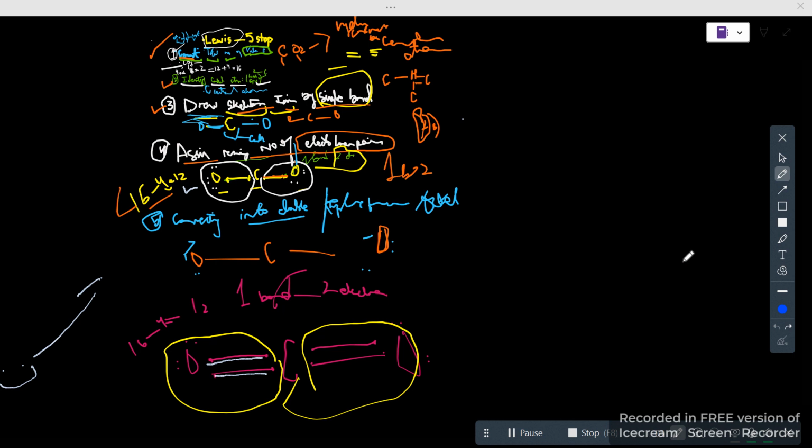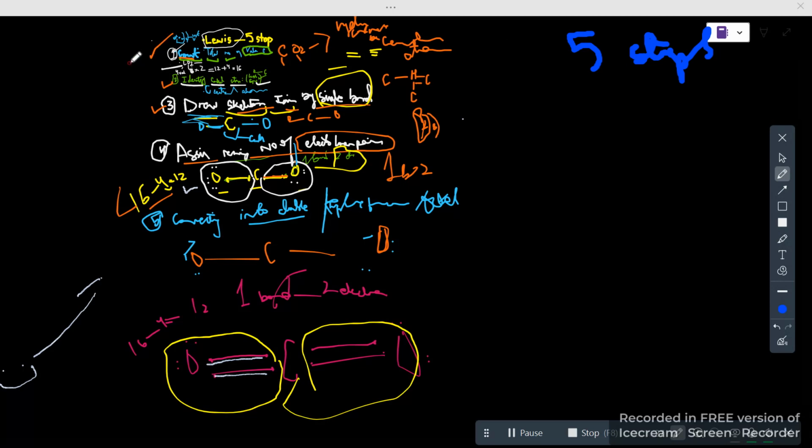Okay, so yes, we were discussing Lewis dot structure. In this, we were discussing an easy trick to know how we can do it within a few minutes. We need to follow the basic 5 steps. These 5 steps are very important because otherwise you won't be able to do it.